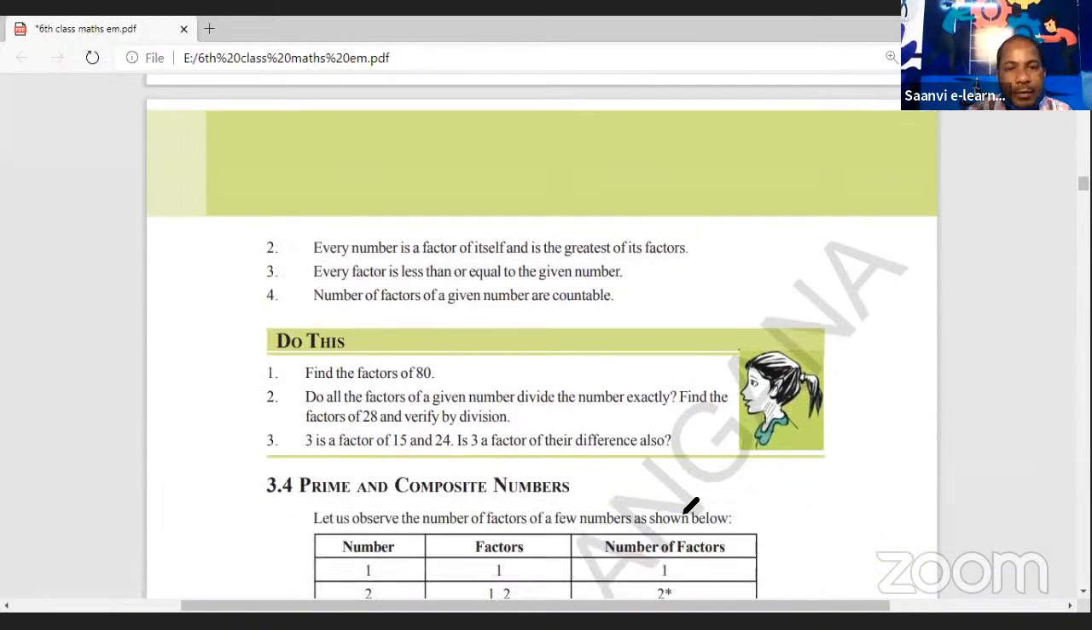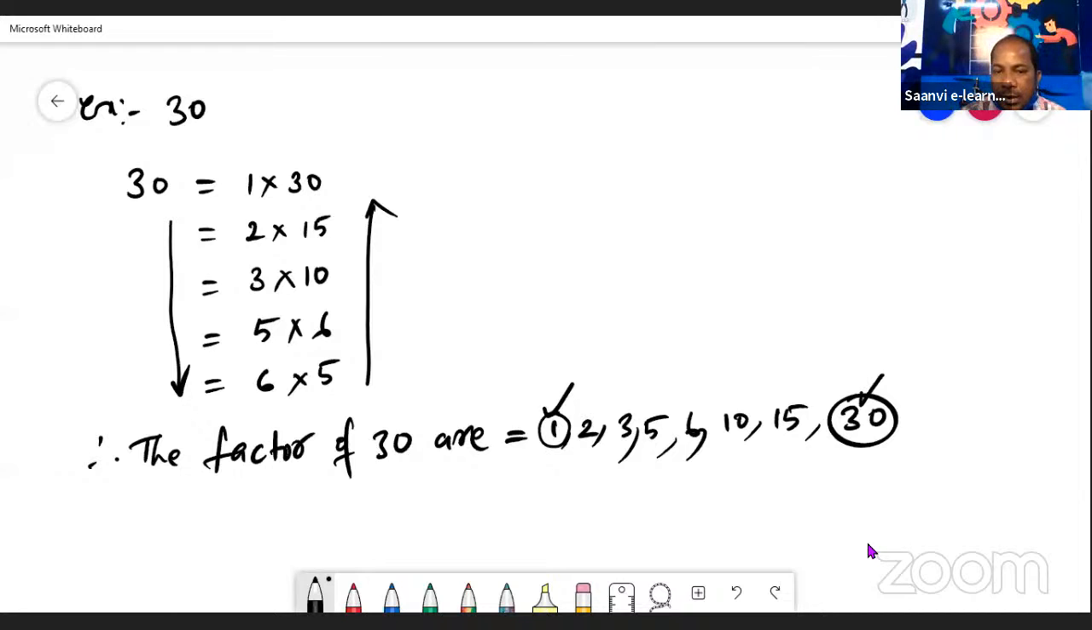second point, see, every number is a factor of itself and is the greatest. Just now we have discussed the two examples, 60 and 30. For the number 60, 60 is also a factor. For the number 30, 30 is also a factor. Why? Because it will divide the number: 30 1s are 30. So every number is a factor of itself and is the greatest of its factors.